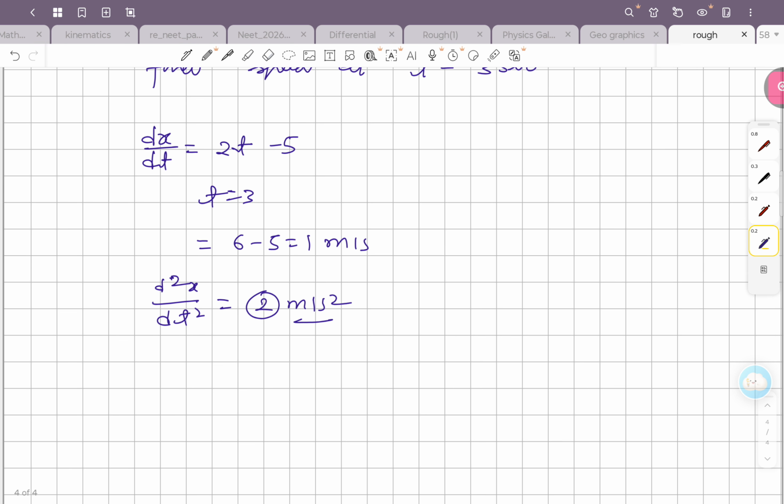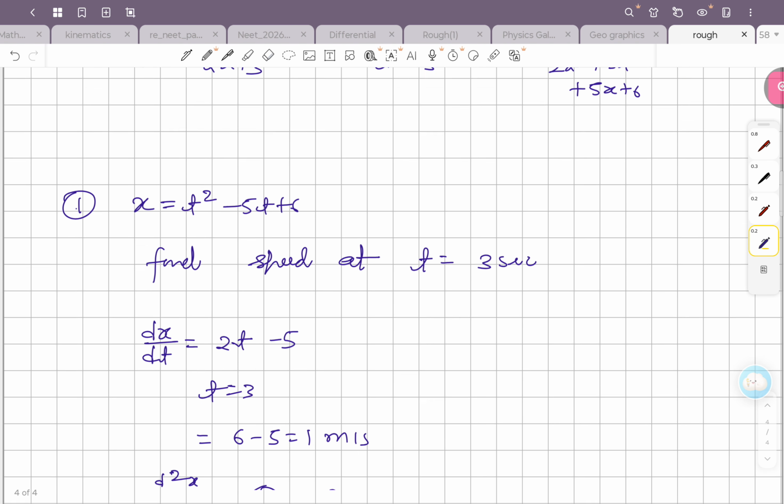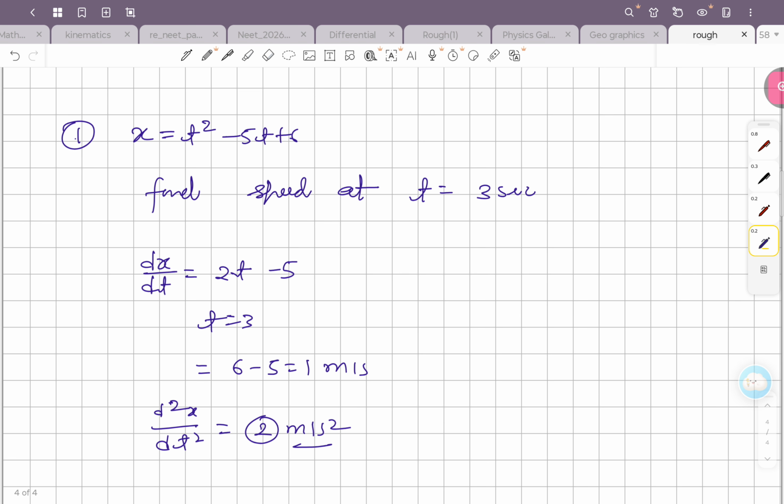I think you understand why it is very important, because with the help of differentiation you can solve kinematics problems. Not all, but 90-95% of kinematics problems will be solved by differentiation. So this is very important.